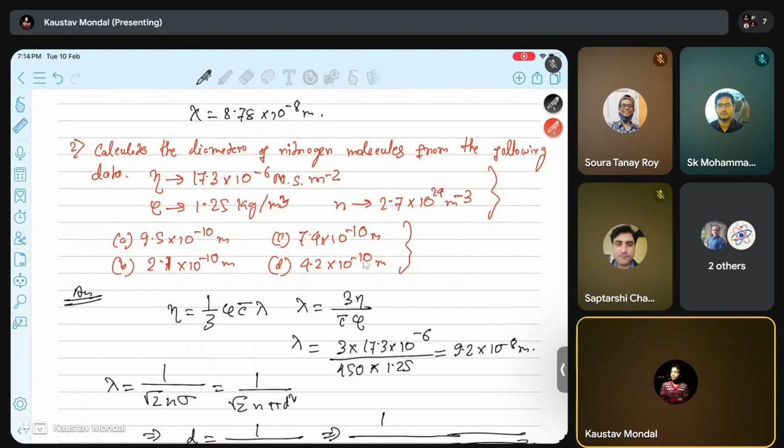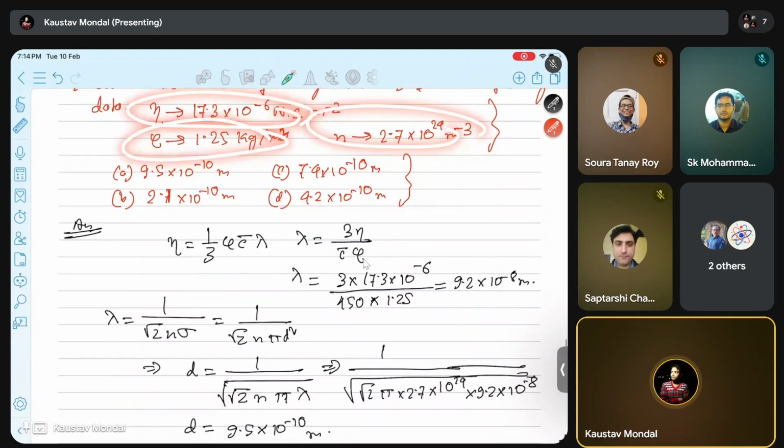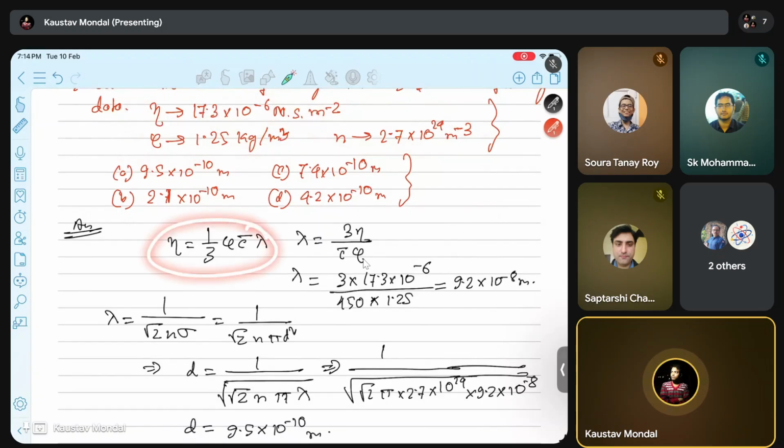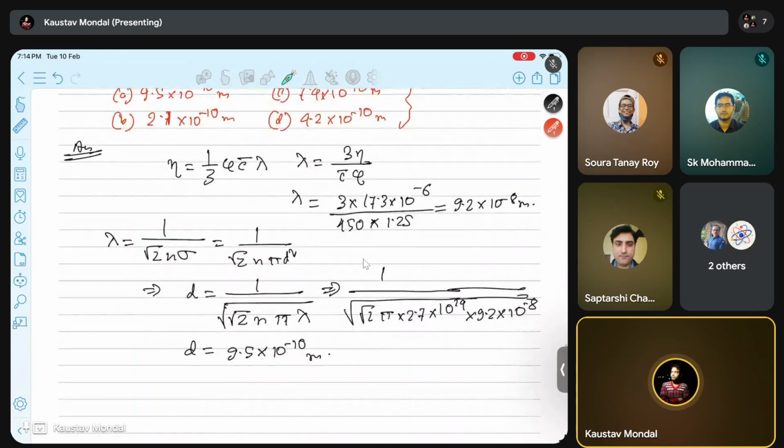Basically eta, rho and n are given. The eta expression is related to rho c bar lambda, so lambda is 3 eta by c bar rho. From there you get the expression of lambda, that is the mean free path, and the mean free path is related to the diameter of the gas molecule. Using lambda equal to 1 by root 2 n sigma, where sigma is pi d square, you can get the value of d.